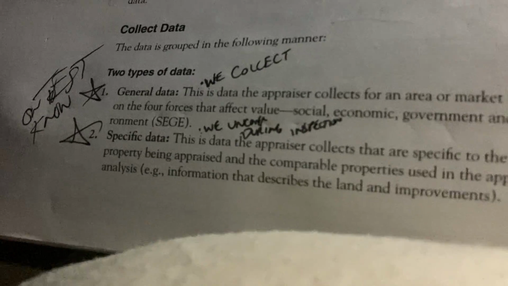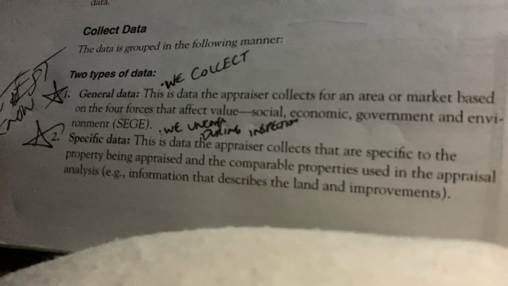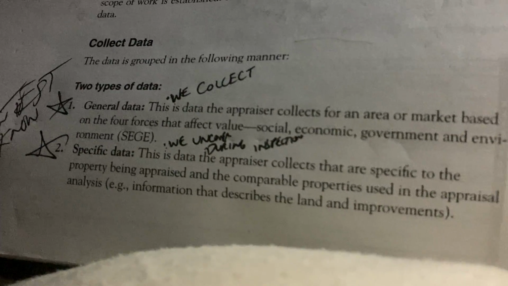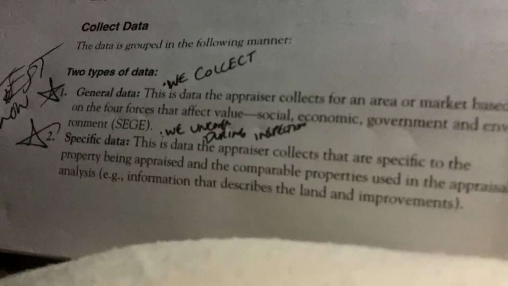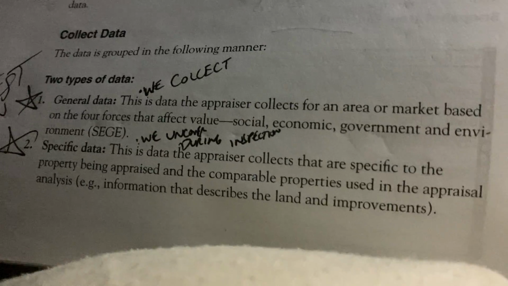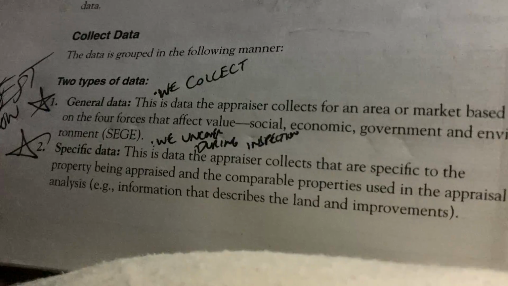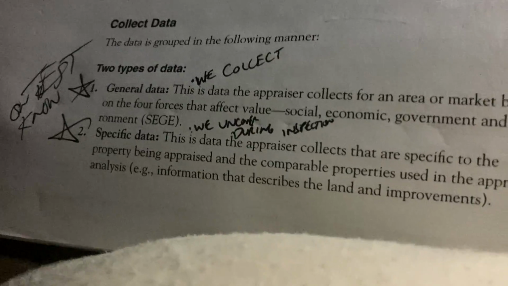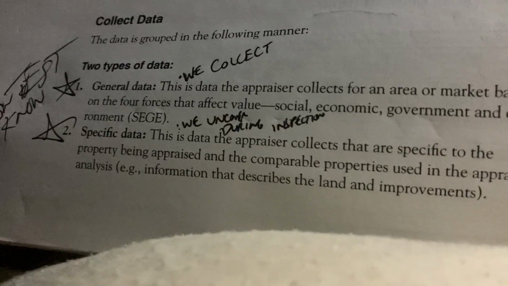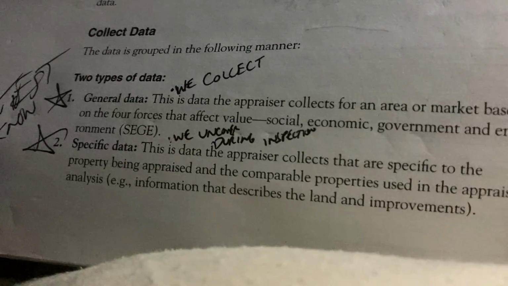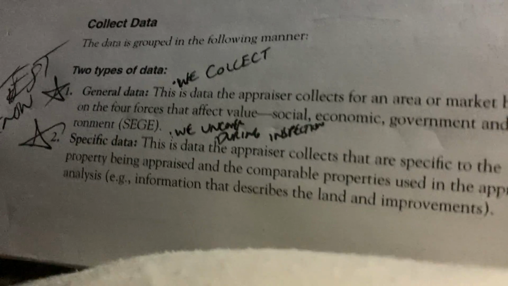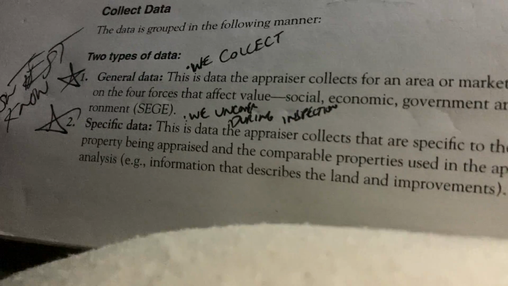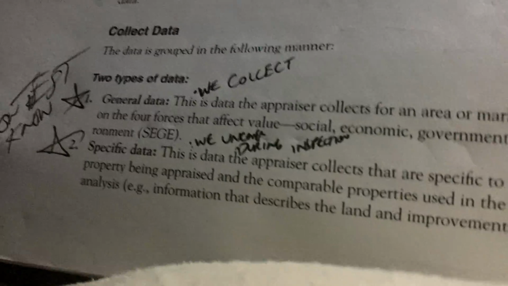Number 1, general data. This is the data the appraiser collects for an area or market based on the 4 forces that affect value: social, economic, government, and environment, SEGE. And number 2, specific data. This is the data the appraiser collects that are specific to the property being appraised and the comparable properties used in the appraisal analysis. For instance, information that describes the land and improvements.